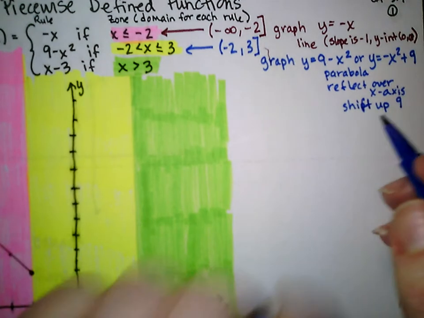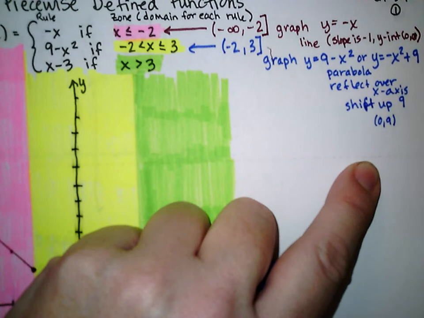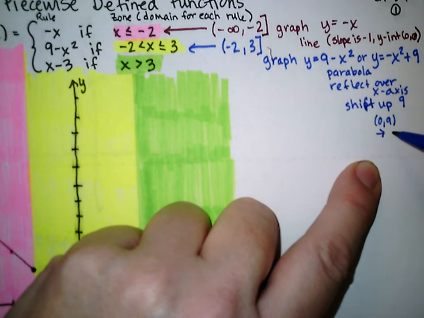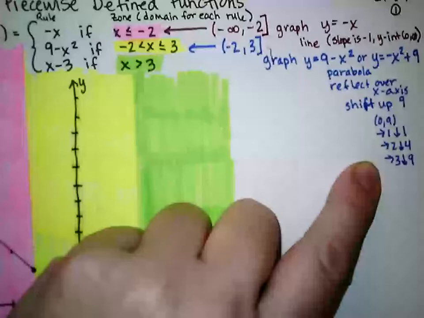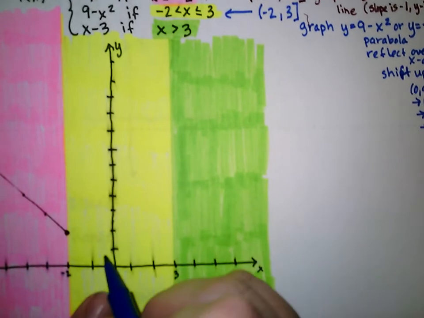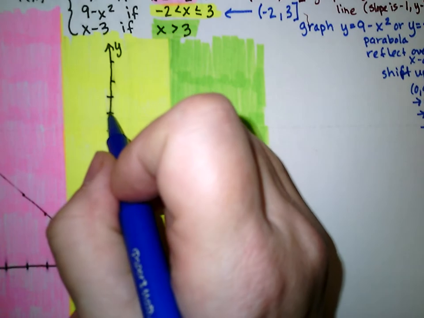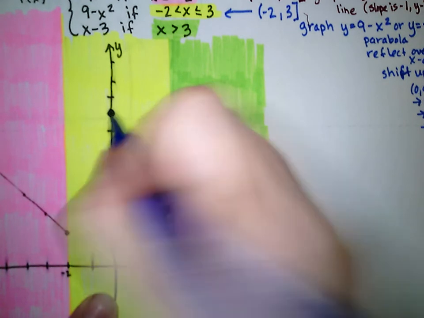So I'm going to start from (0, 9), and then my pattern will be over 1, down 1, over 2, down 4, over 3, down 9. Now the trick is going to be that I have to stay in this yellow zone. So I'm going to go up 3, 4, 5, 6, 7, 8, 9. Since I'm in the correct zone, I get to put a dot there.